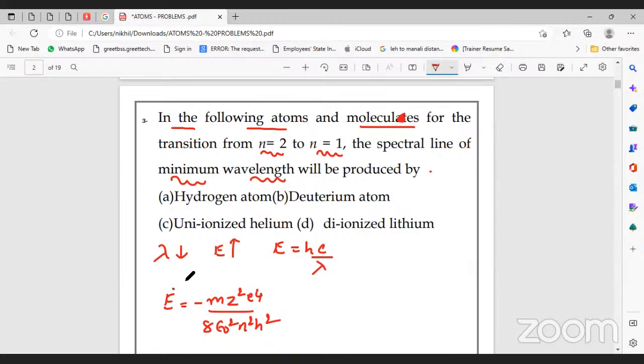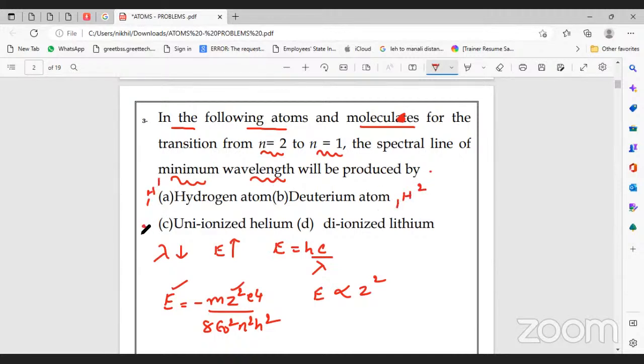Can you tell me how the energy and Z are related, students? Yes, energy is directly proportional to Z square. Correct, no? Energy is directly proportional to Z square. Hydrogen atom means what? 1H1. Deuterium atom means what? 1H2.